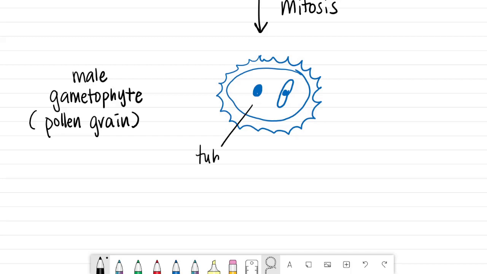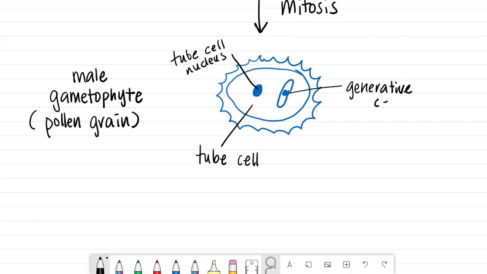This thing is the tube cell. This black thing is the tube cell's nucleus, or tube nucleus. And this thing is the generative cell. Okay, so this is your male gametophyte, also called your immature pollen grain.